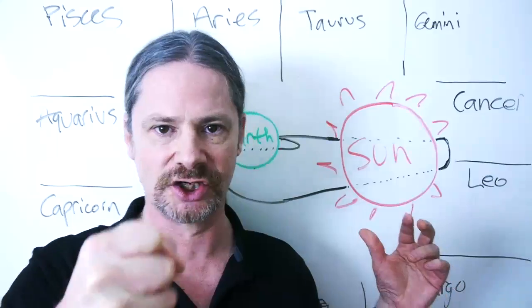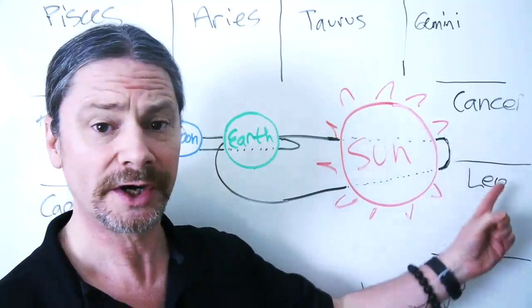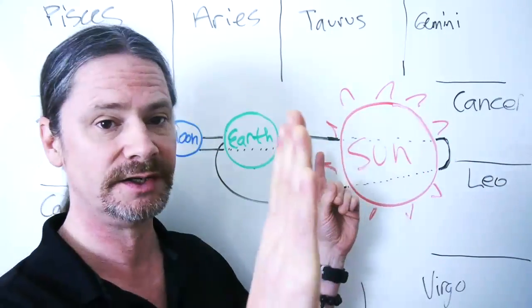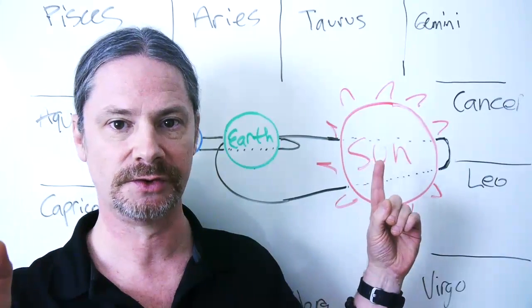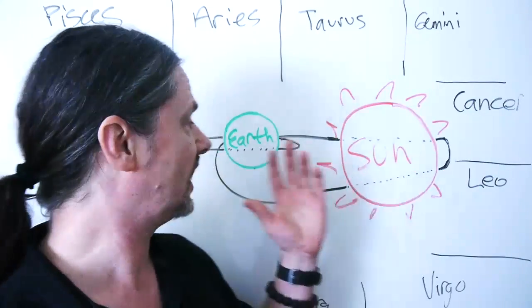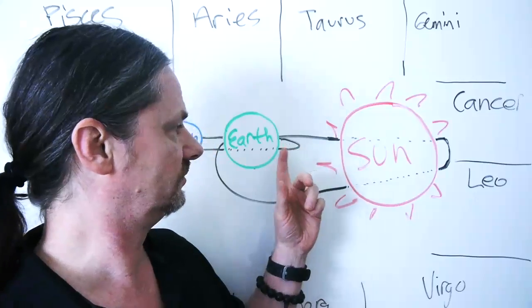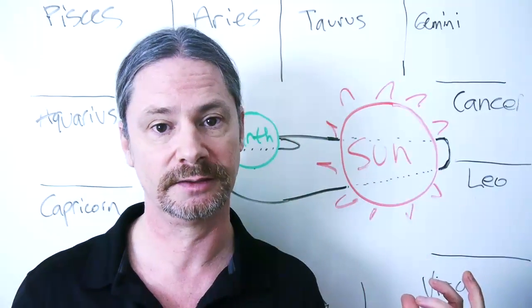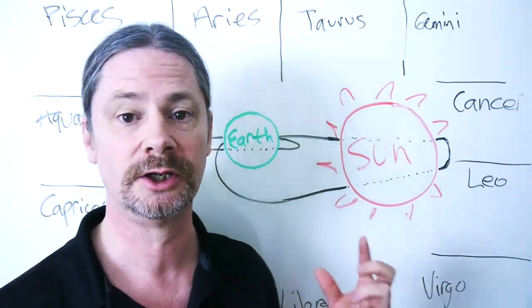The sun is stationary. It's the Earth going around the sun which gives the sun the apparent motion of going around the zodiac. And that's the case with all the planets. The Earth in the zodiac scheme is not moving. It's everything moving in relation to the Earth.